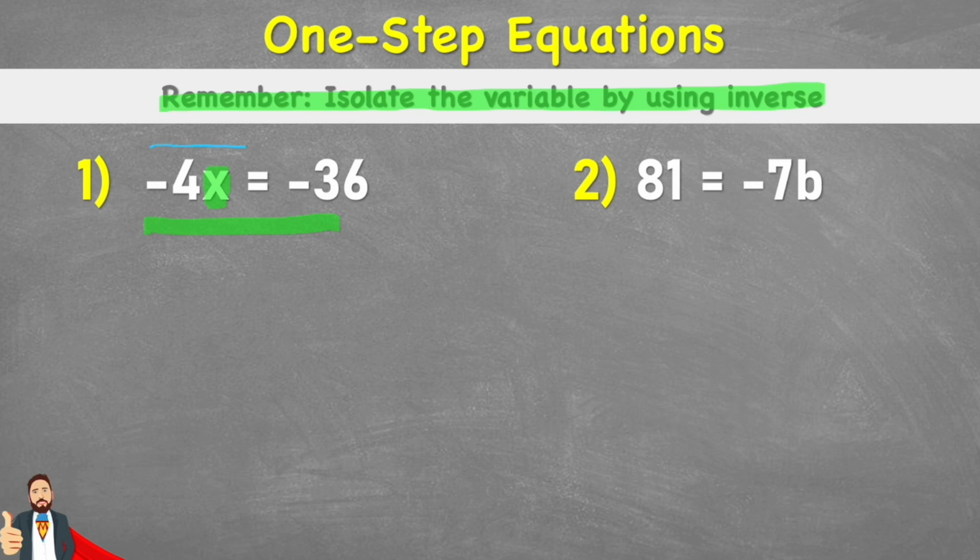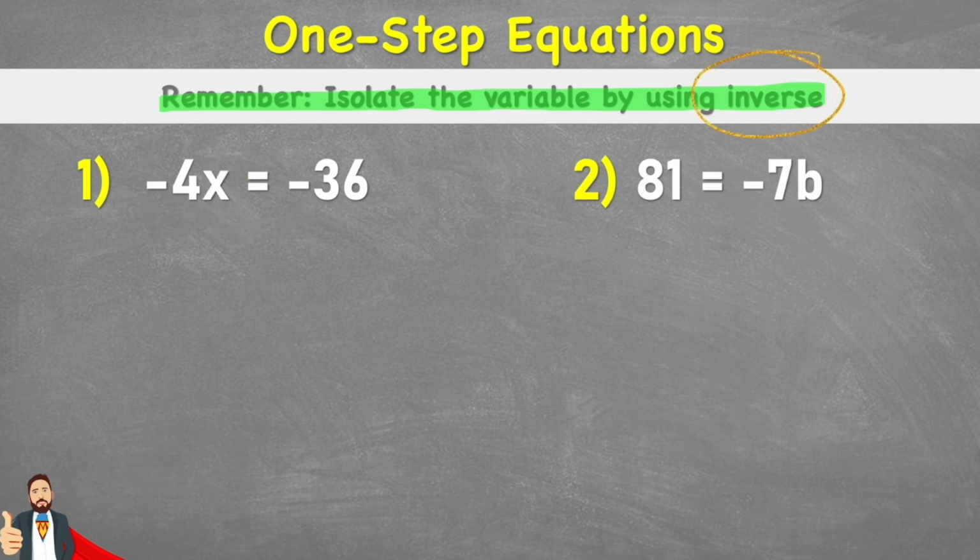So because we have this value connected to our variable with no symbol between it, we know that we must use multiplication. So negative 4x means negative 4 times x. But like we say, our variable at the moment is connected to this value. So we need to break that connection somehow. And the only way we can break this connection is by using the inverse.